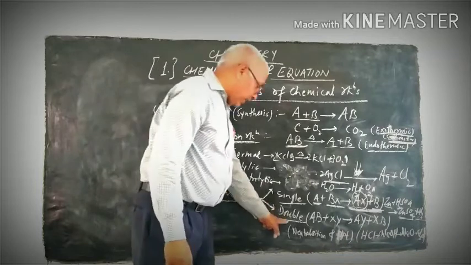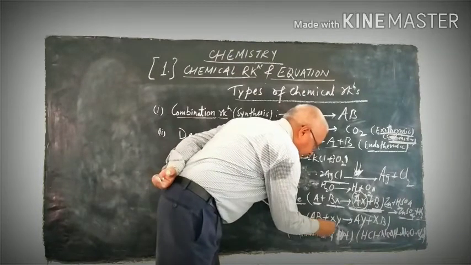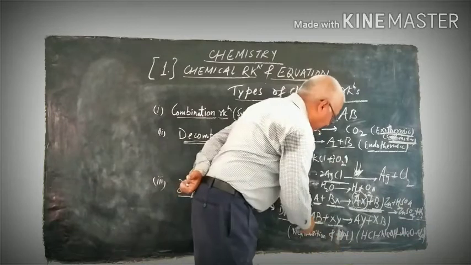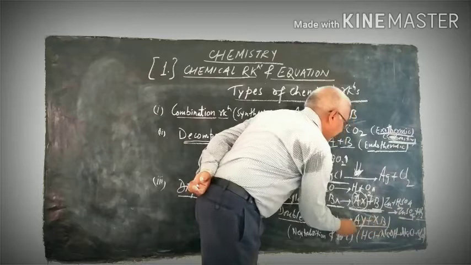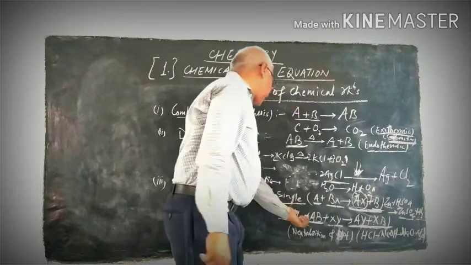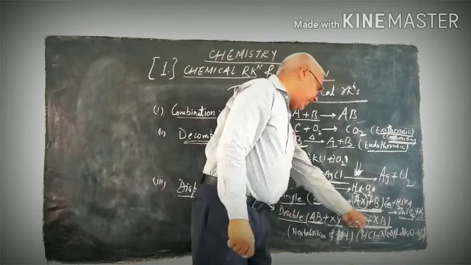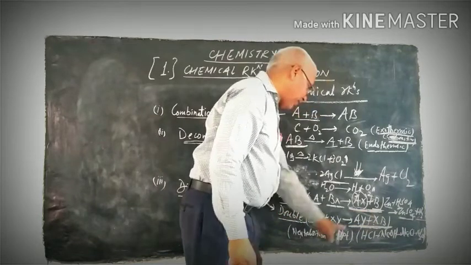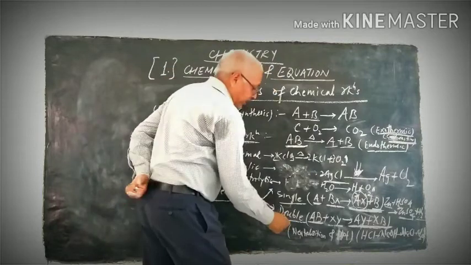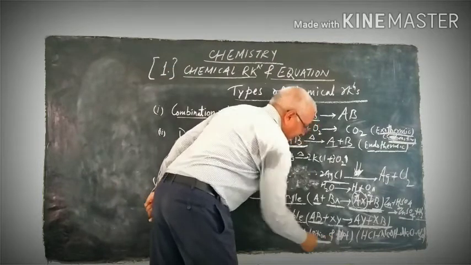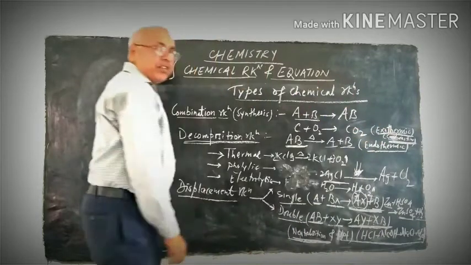Now the double displacement reaction is formed as AB plus XY, which forms AY and XB. This indicates that when two different salts combine with each other, they exchange their radicals, so it forms two different products. That is a double displacement reaction. Better examples are the neutralization reaction and the precipitation reaction.